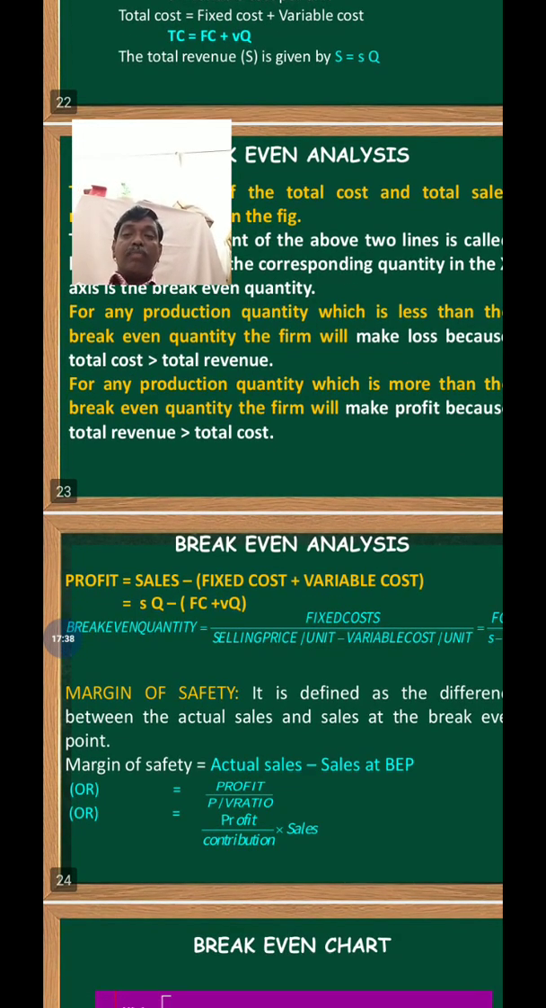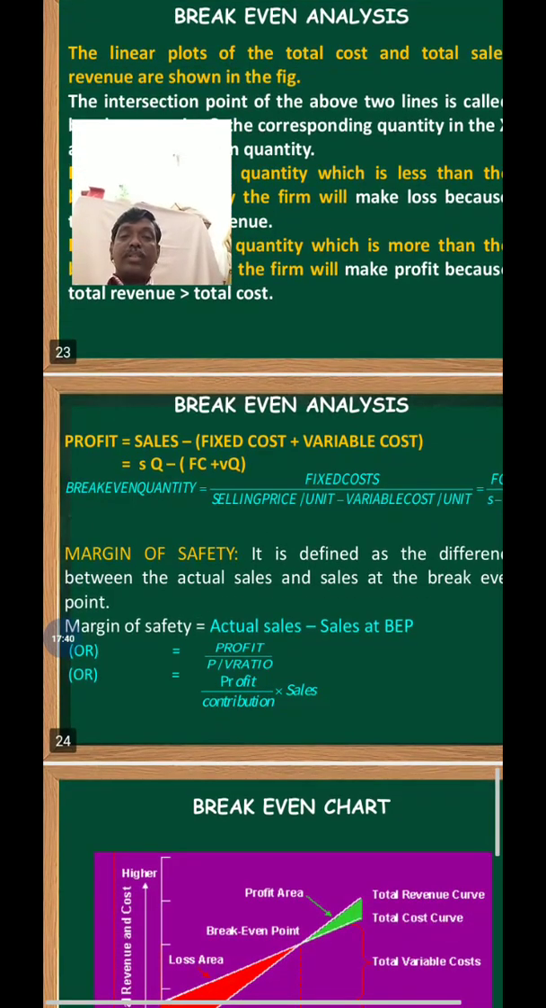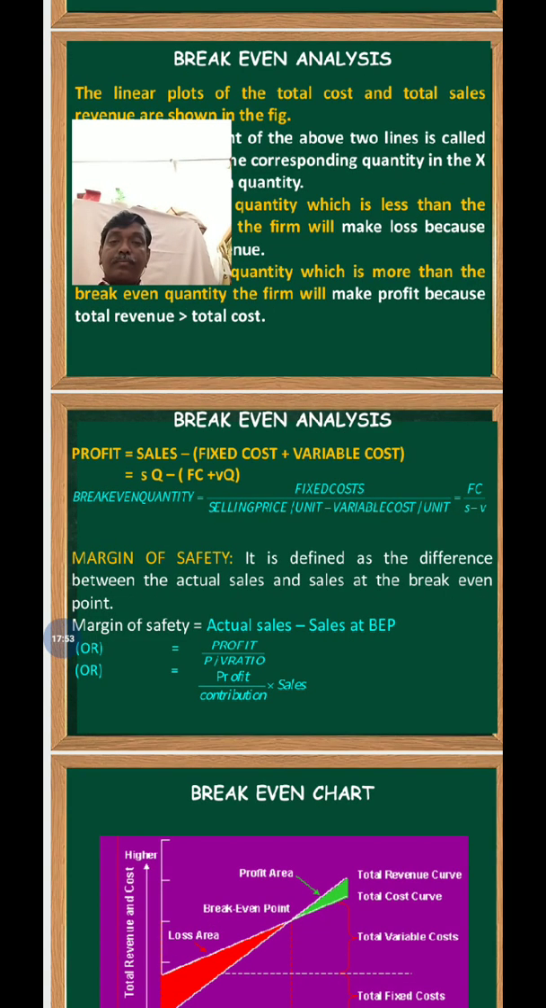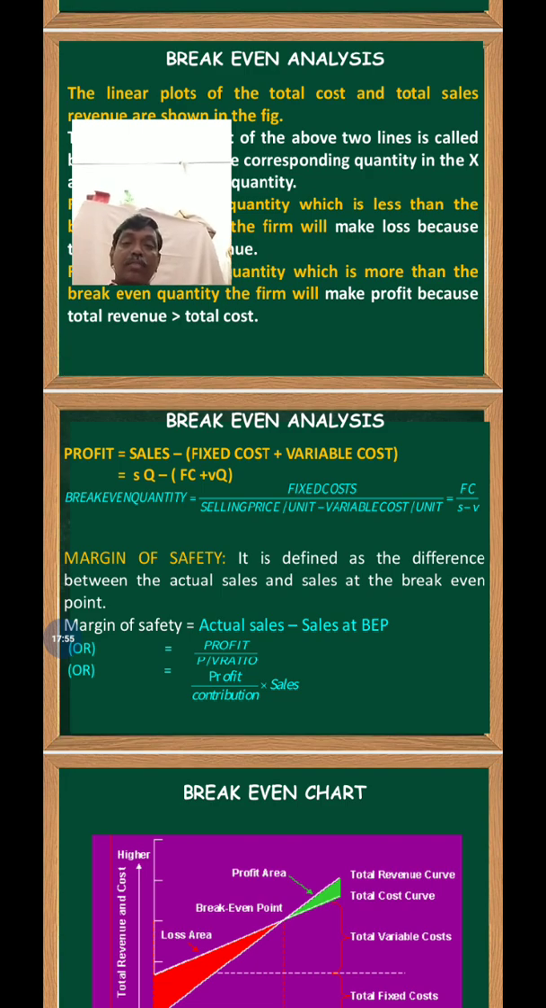The profit equals sales minus fixed cost plus variable cost, that means sales quantity minus fixed cost plus variable cost. Break-even quantity is equal to fixed cost divided by selling price per unit minus variable cost per unit. So FC divided by S minus V. These are the equations to calculate the break-even quantity.